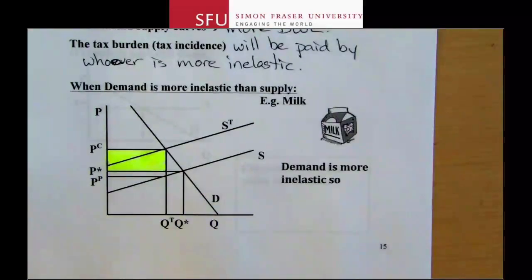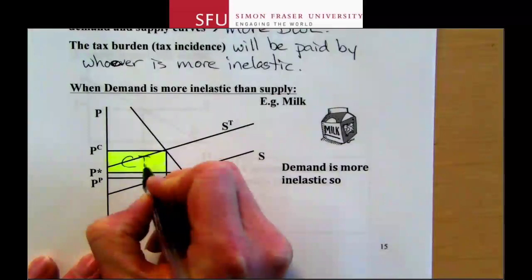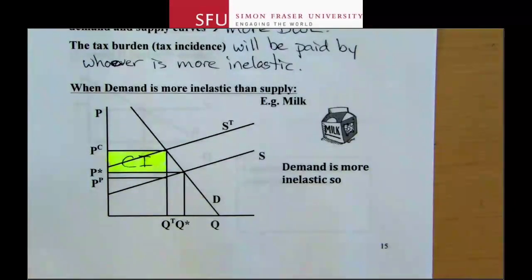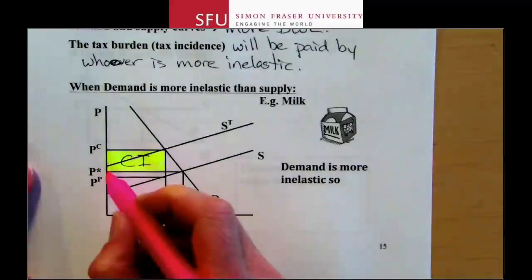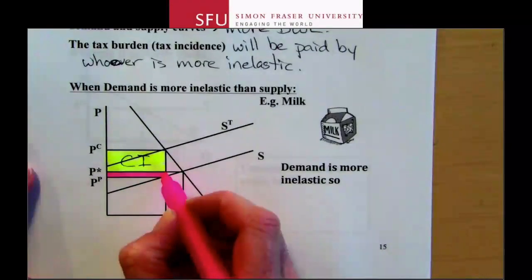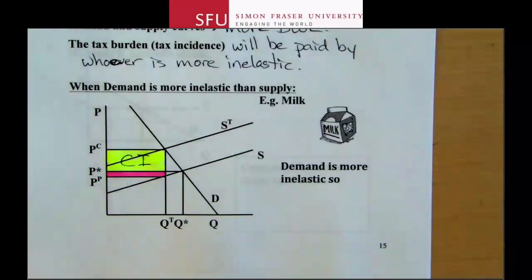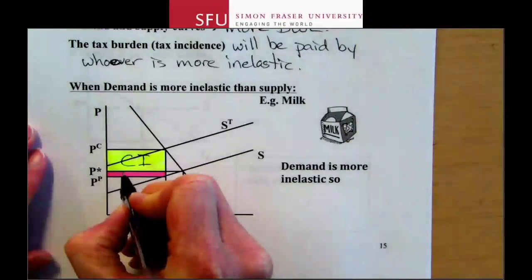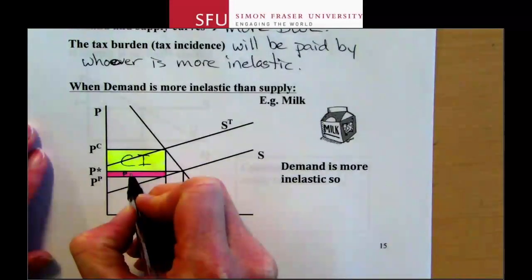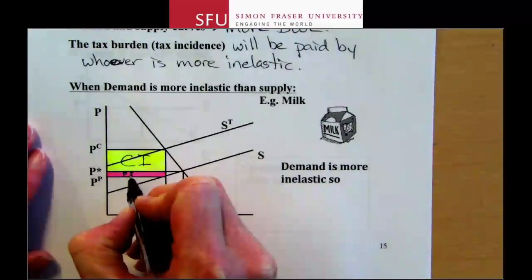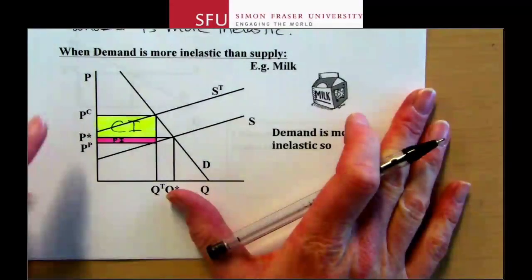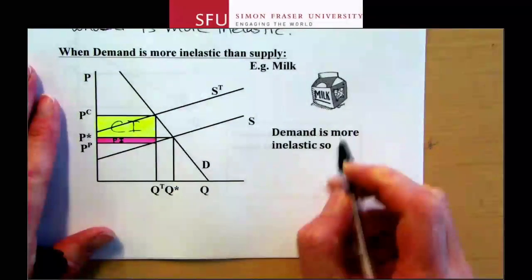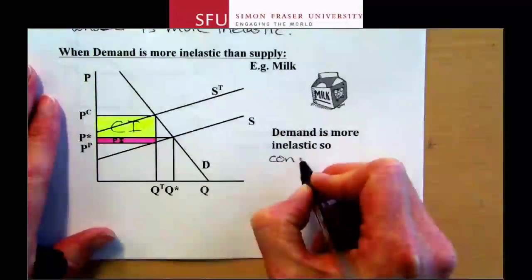And so this area would be the consumer incidence. It's the extra amount that they're paying compared to before the tax. The sellers get paid less, but only a little bit less. So this long, thin rectangle, that would be the producer incidence. Okay, so demand is more inelastic, so consumers will pay more.